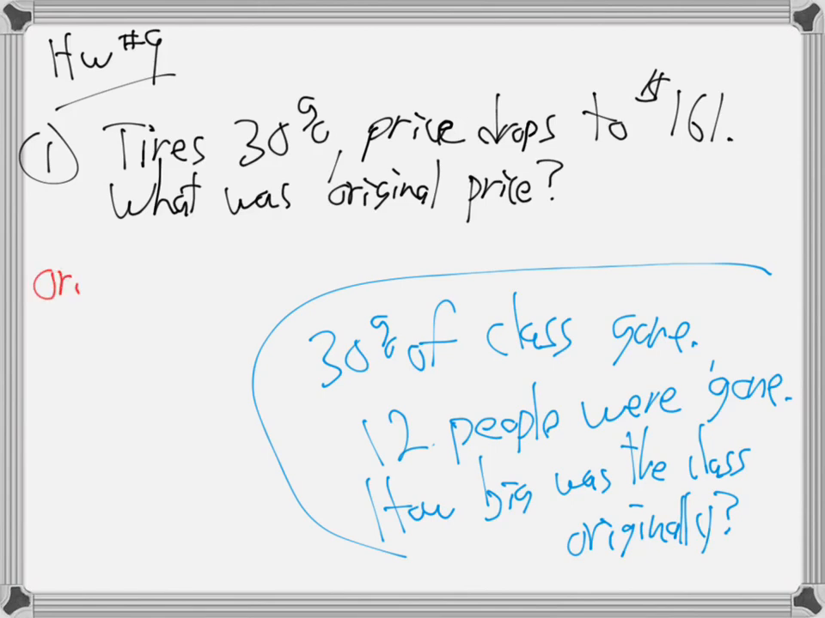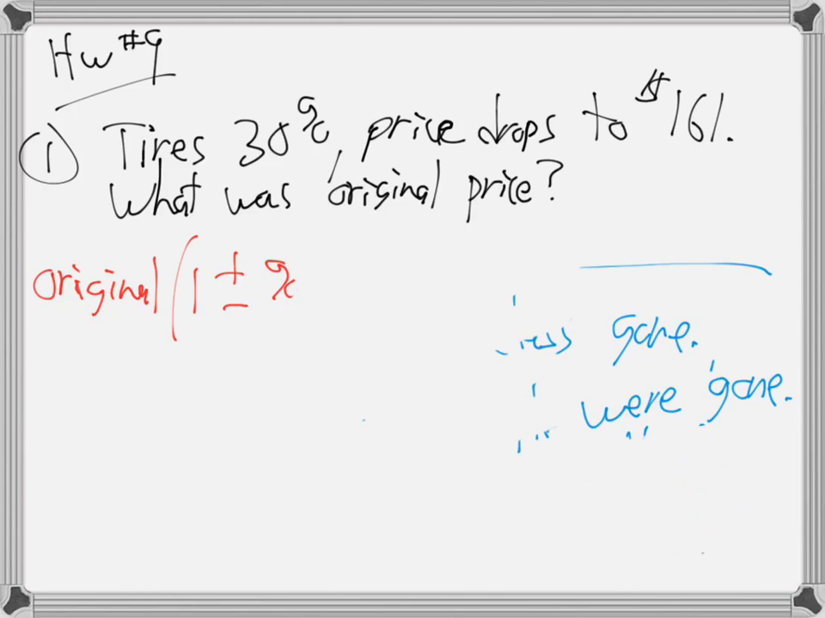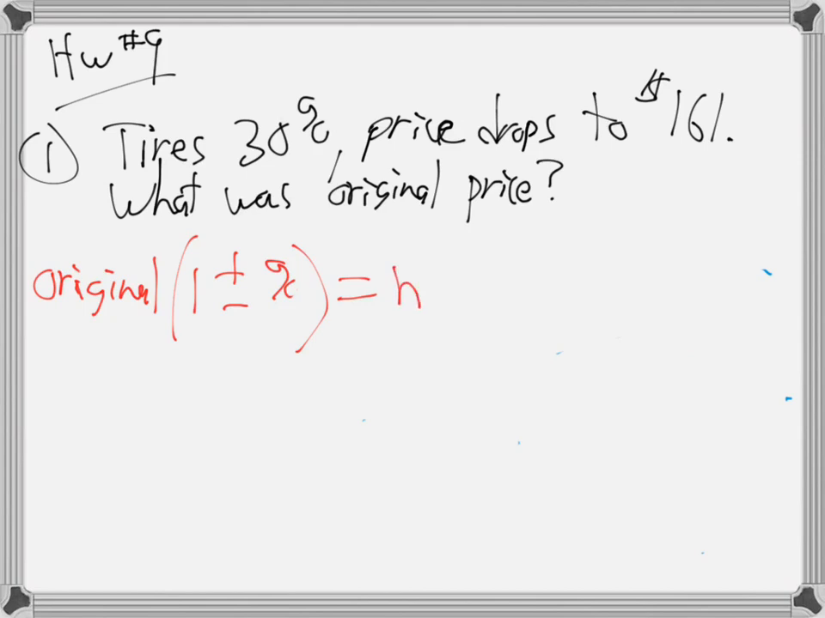The original times 1 plus or minus the percent equals the new. In fact, let me just get this out of the way here. So percent increase, decrease. Okay, so let's plug stuff in. What's the original price? X. It's going to be X, because we don't have any idea what that is.